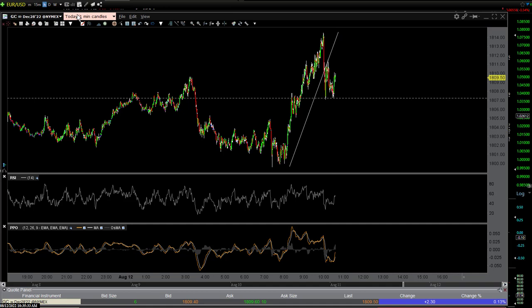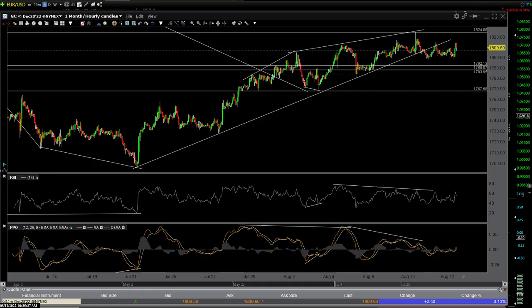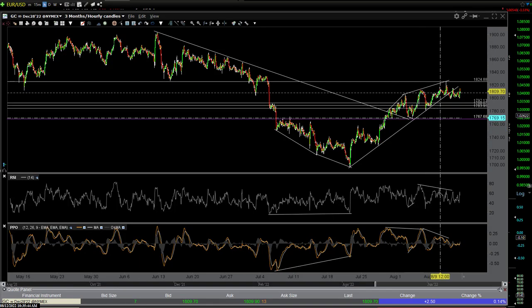Remember, gold doesn't move as much as silver. That's a pretty healthy move for 1 day right there. And so there it is. Tried to give you a 3-month. There it is, bigger picture there.